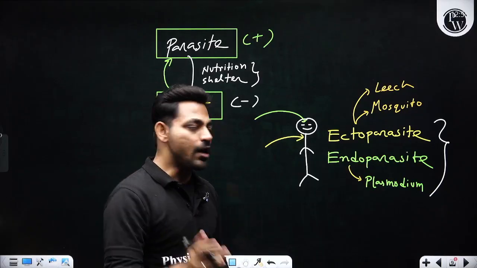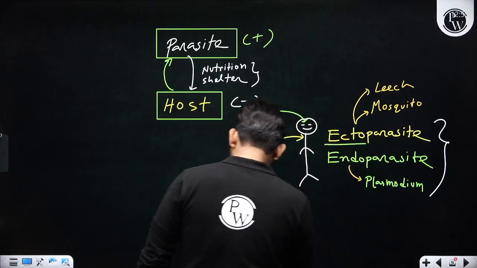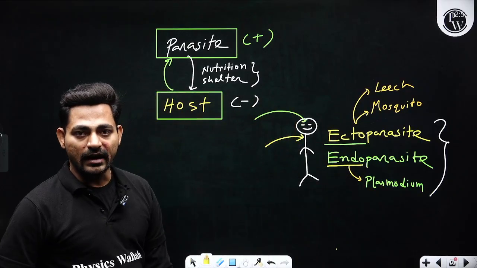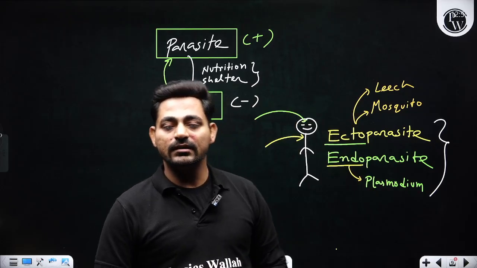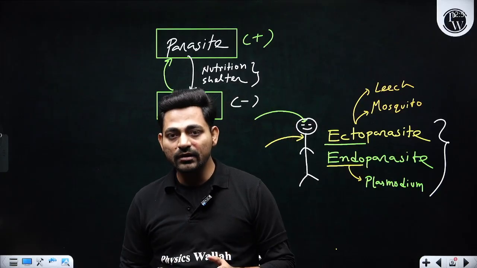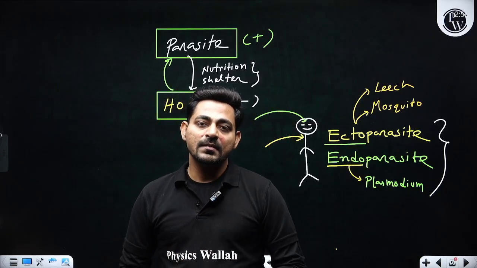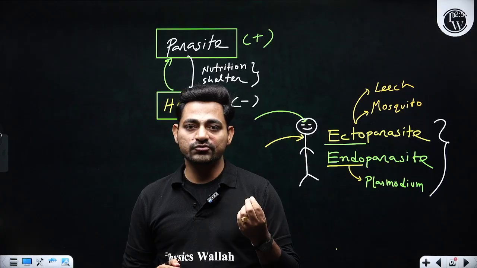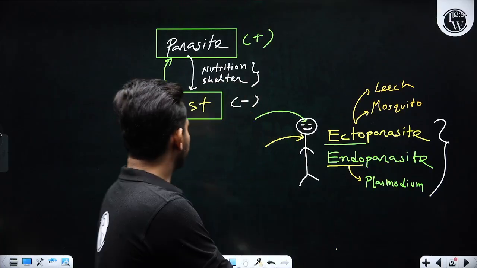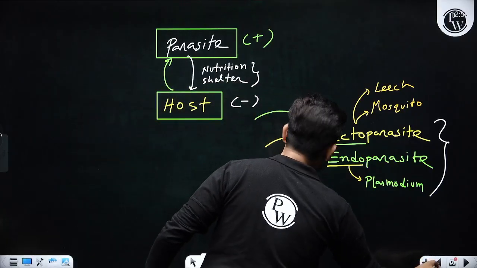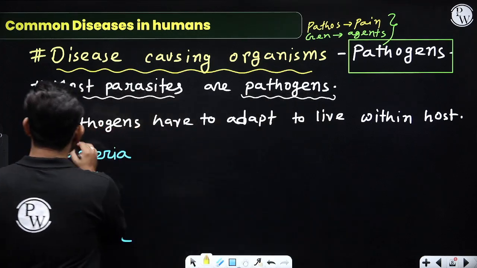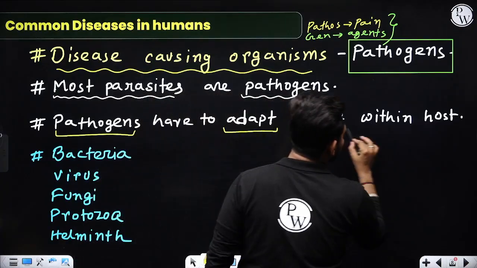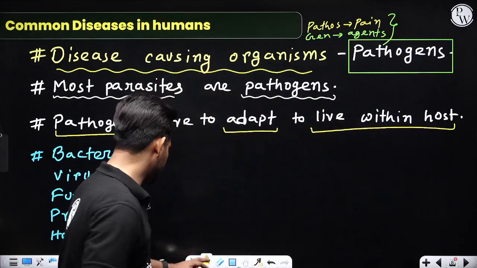So parasites can be ectoparasites or endoparasites. If it's attacking from outside, that is called ectoparasite. If they're attacking from inside, that is called endoparasite. And most of the parasites are pathogens. Not all, but most of the parasites are pathogens. They will cause some disease in that host body. Okay. So pathogens have to adapt to live within the host. This is again a very important thing.